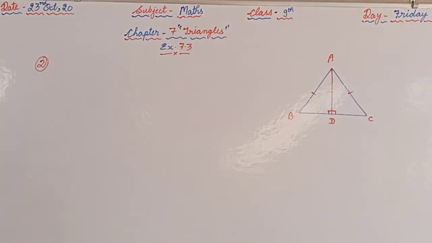Now we are supposed to show AD is the bisector of BC and AD bisects angle A as well.